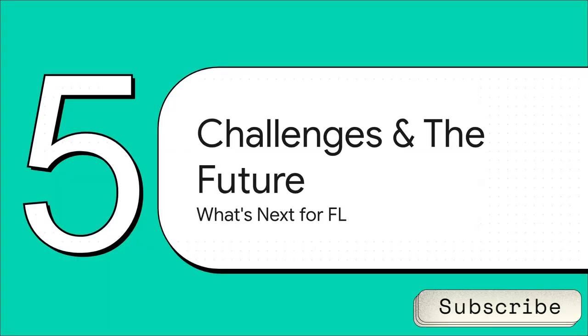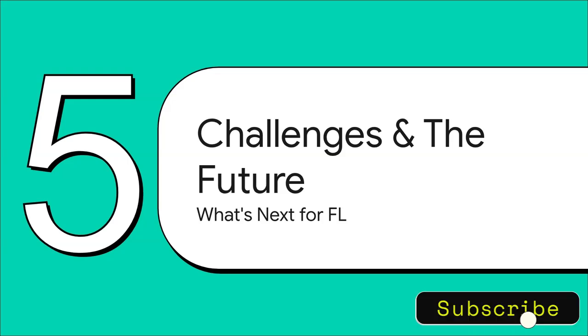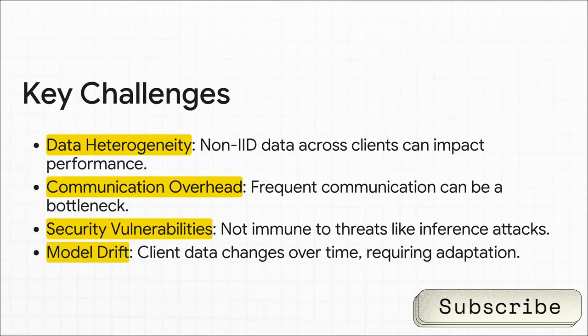Now, of course, no technology is perfect, right? It's not a magic bullet. Federated learning has its own set of unique challenges that people are working hard to solve. So let's take a look at some of those hurdles and what the future might hold. So what are the roadblocks? Well, first off, everyone's data is different. The data on your phone is not the same as the data on mine. Researchers have a fancy term for this, non-IID, but it basically means that this variety can make it harder for the model to learn one consistent thing.